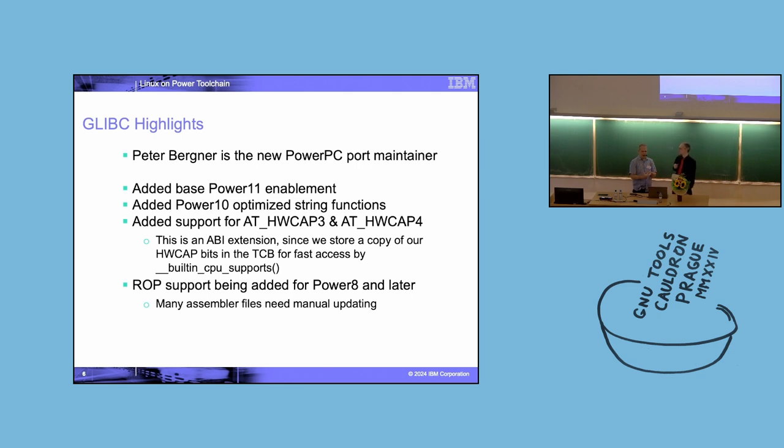And we do this for our __builtin_cpu_supports built-in functions, so we don't have to actually call glibc. glibc makes this copy for us. To do a __builtin_cpu_supports, we do a load based off R3, which is our thread pointer. We do a compare and a branch, and we're into our optimized code. A single instruction.